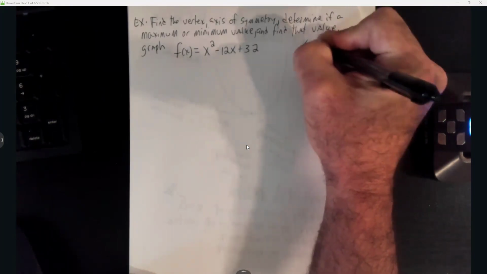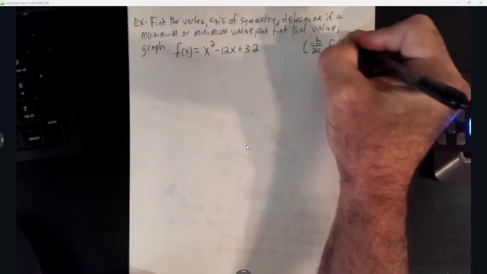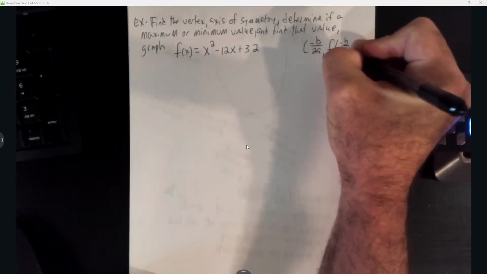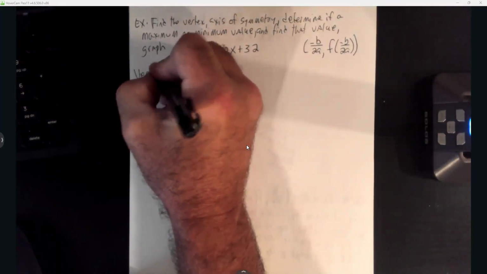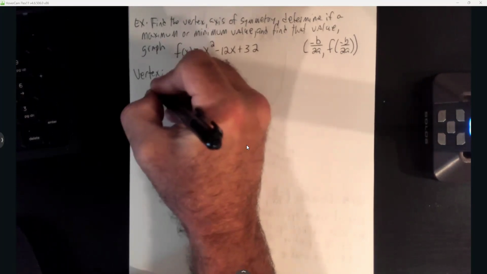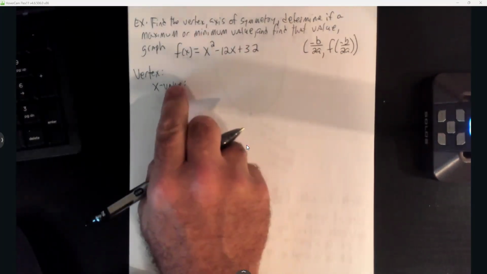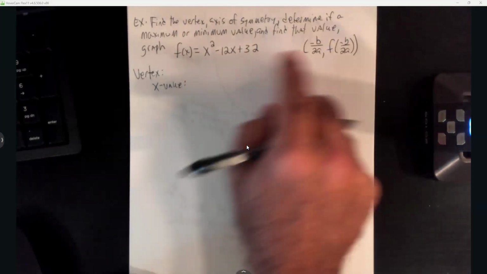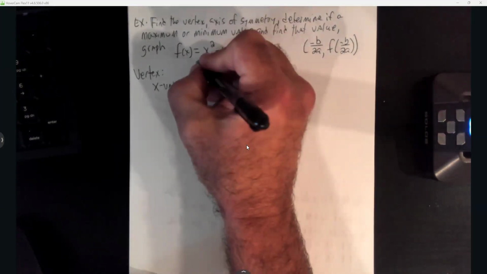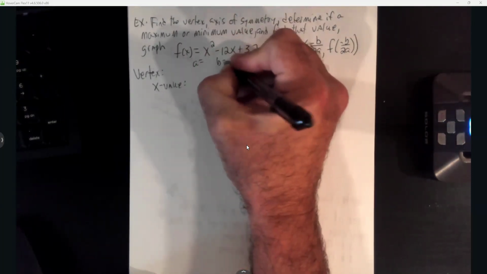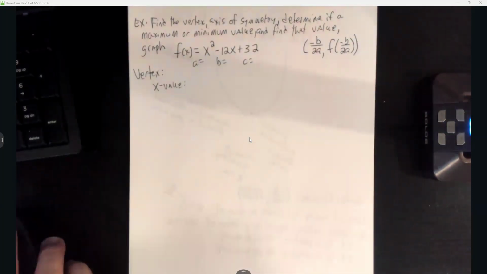And y'all remember, here's my vertex formula: negative b over 2a, f of negative b over 2a. So for the vertex, that was part A. First thing I'm going to find is the x value, then my y value. So here's my x value. I'm going to do negative b over 2a. So we first got to figure out what our values are.